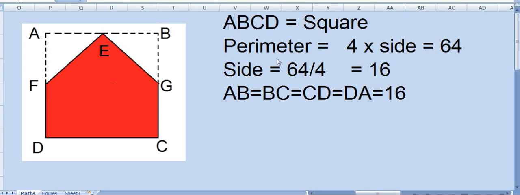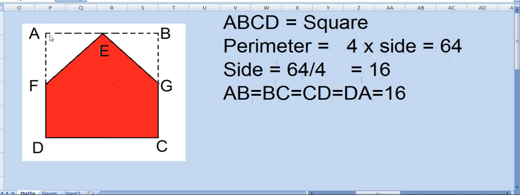So perimeter equals 4 multiplied by the side. But it is given as 64. So side equals 64 divided by 4 equals 16. So AB equals BC equals CD equals DA equals 16.